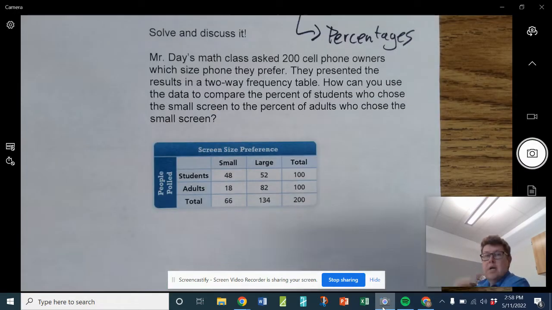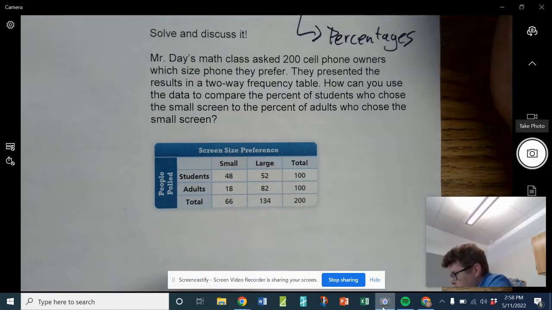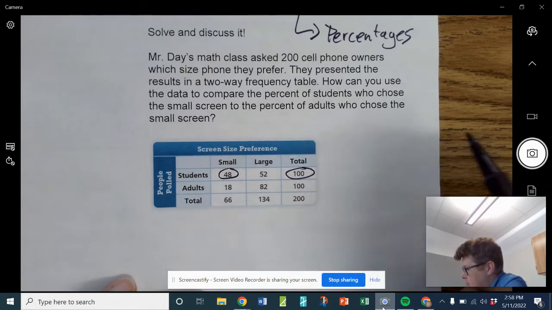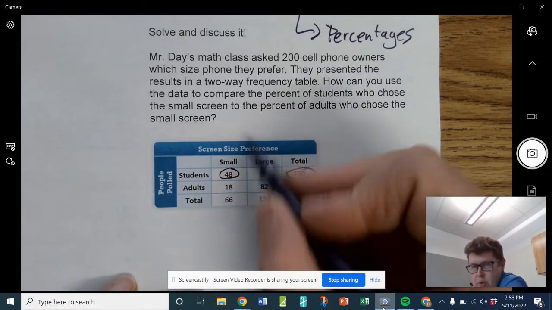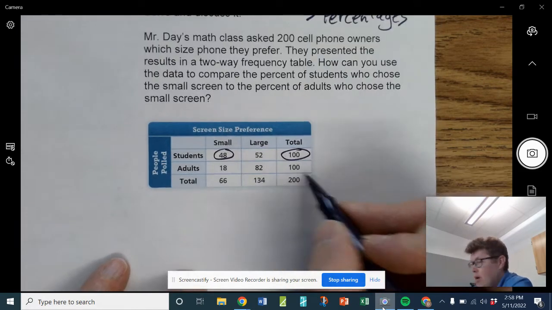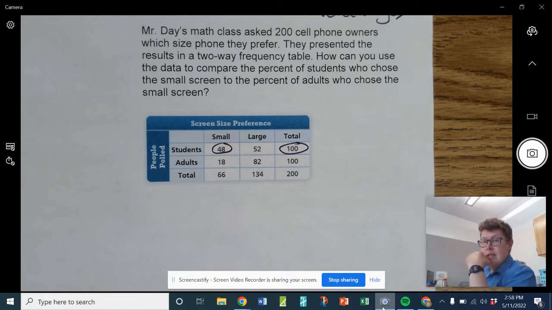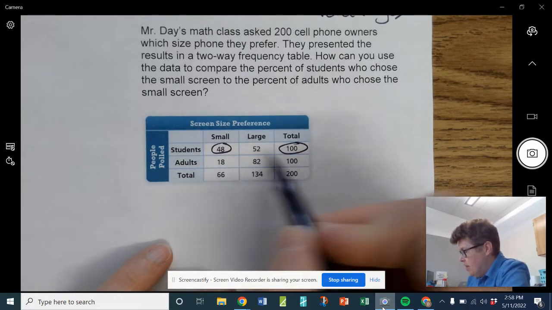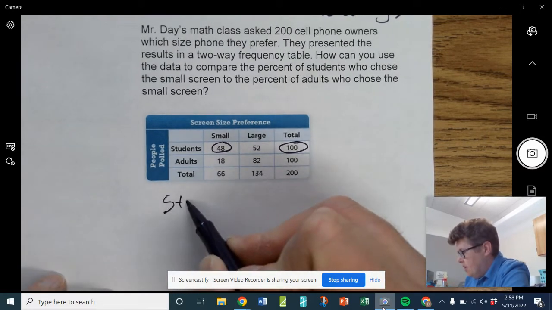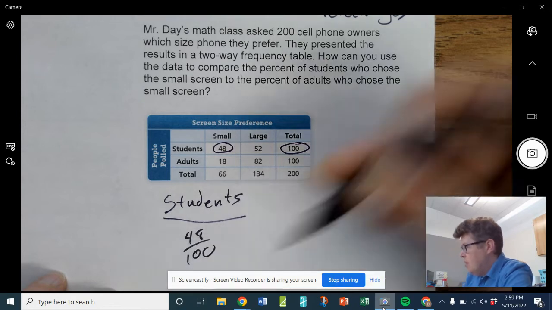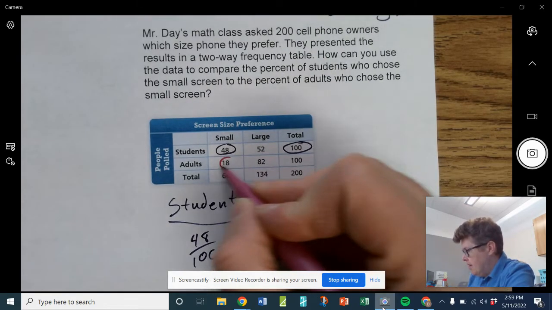Okay, all right. So what we do here is we take the number of students and compare them. You can actually compare either across rows or across columns, or even to the total number. So that's one of the good things about these relative tables: there's a lot of different answers you can pull out of here. So I'm going to compare across the rows. For students, we've got 48 out of 100. And then for adults, we've got 18 out of 100.